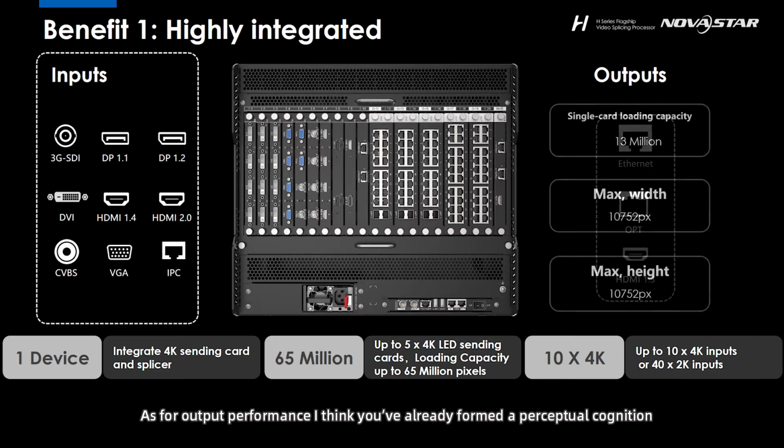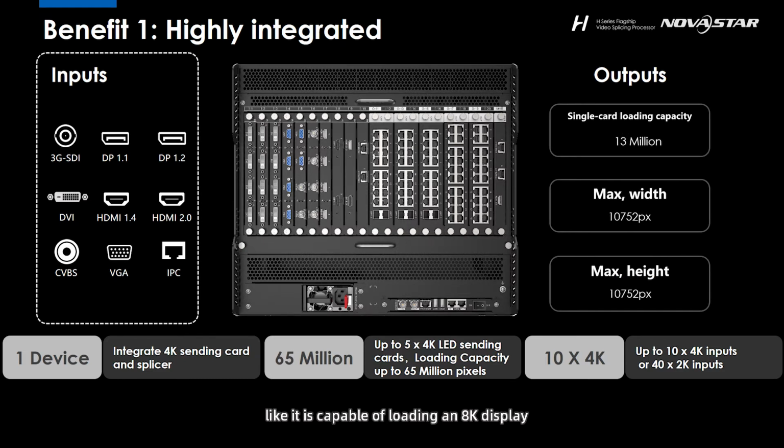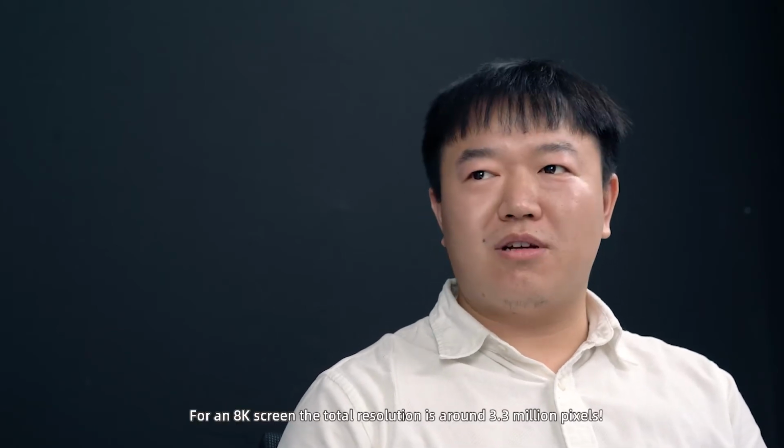And as for output performance, I think you've already formed a perceptual connection that it is capable of loading an 8K display. But the thing is, it can do way more. In fact, it can even load up to 65 million pixels in total. 65 million pixels? At 8K screen, the total resolution is around 33 million pixels. Exactly, 65 million pixels. Okay, so I think the input and output is totally enough for the current project. Yep. And now let's move on to the next part.